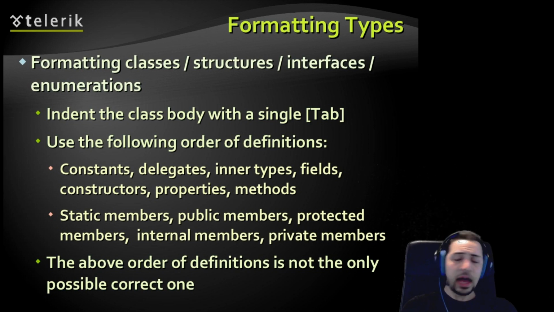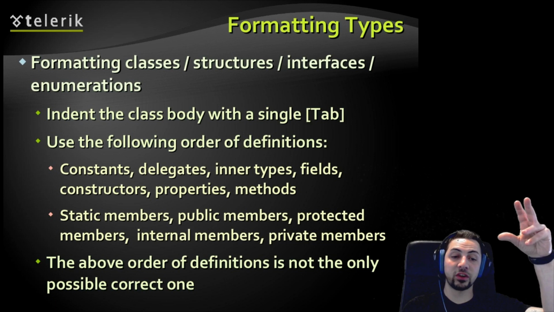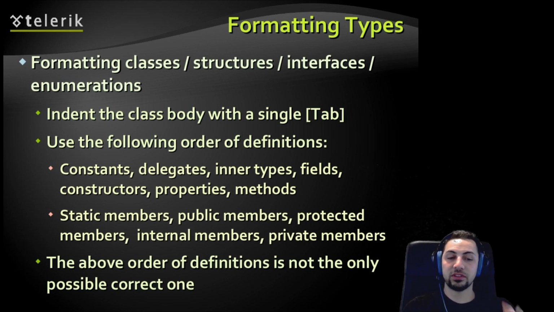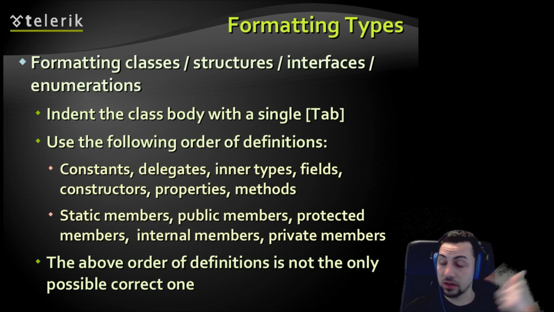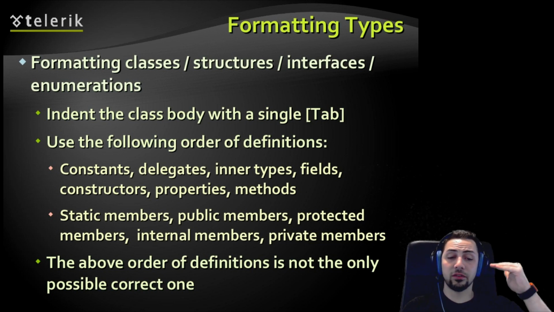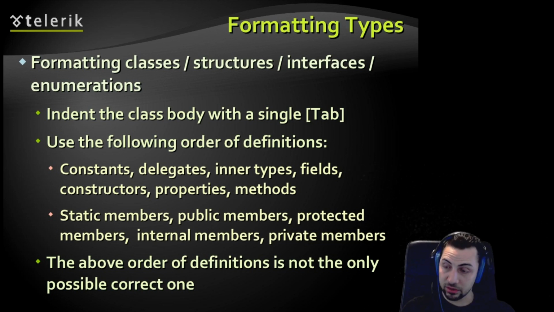So anything, whether it's a class, a structure, an interface, a for loop, everything gets indented with one single tab. But inside of these structures, we usually define things always in the same order so that we know how to find things. So if we go to a new class, we know that constants will always be defined first, delegates, inner types second, then fields, constructors, properties, methods, always in that order. So we haven't done a lot with inner types, although I did show you an inner type in the room class, right? I defined that enumeration. It's an inner type. So fields first, then constructors, then the properties that you're going to define for that class, and then the methods for that class.